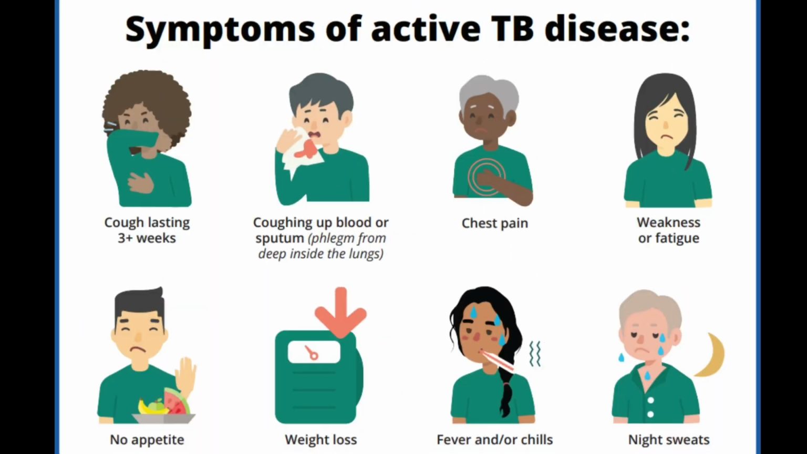When TB becomes active, it causes several classic symptoms. A persistent cough lasting more than 3 weeks is a major red flag, especially if the patient develops hemoptysis, or blood-tinged sputum. Night sweats and unexplained weight loss are other key indicators. Patients with active TB may also experience fatigue, fever, chills, and shortness of breath due to lung involvement. Anorexia, or loss of appetite, contributes to further weight loss. Recognizing these symptoms early is crucial to initiating prompt treatment and controlling the spread.